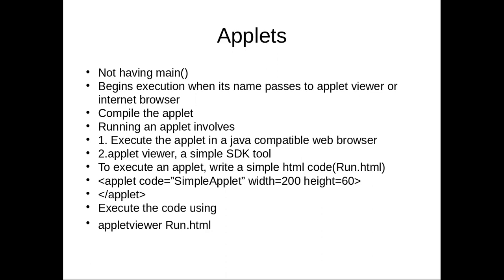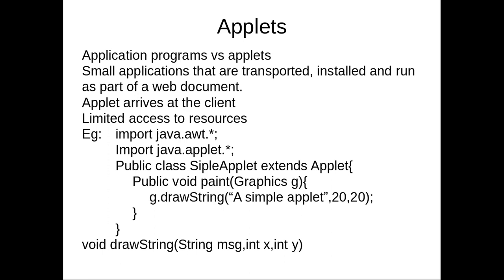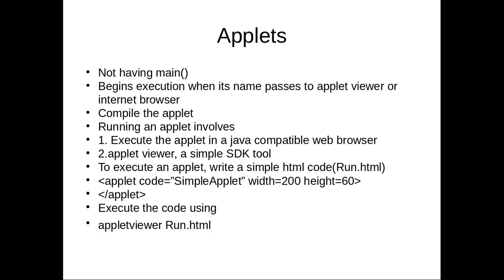Initially, suppose this is an example applet, and I am going to save it as SimpleApplet. Here I have typed SimpleApplet extends Applet, and you have to save it as SimpleApplet.java. Like your application program, you have to compile it using javac SimpleApplet.java, then SimpleApplet.class will be generated. Compile the applet.